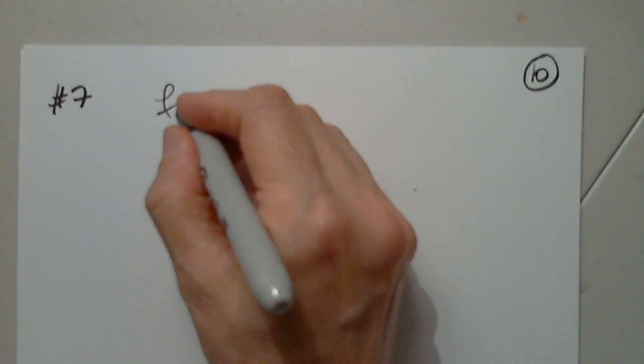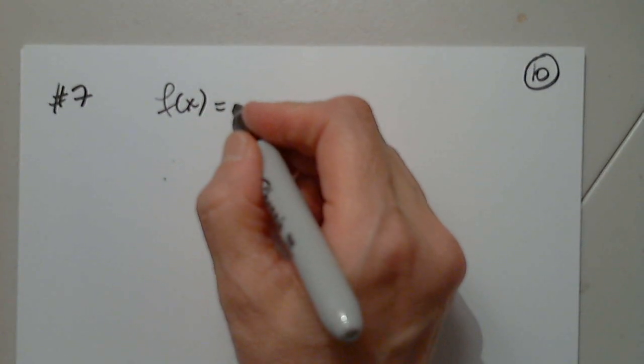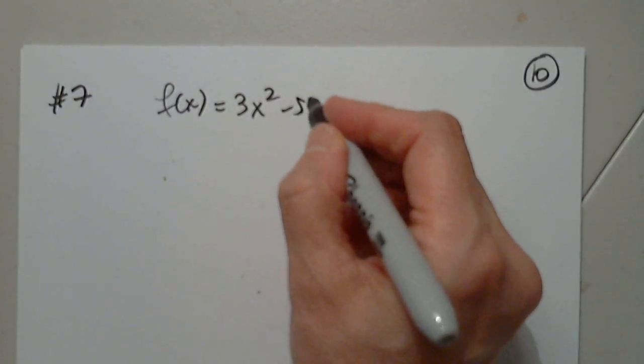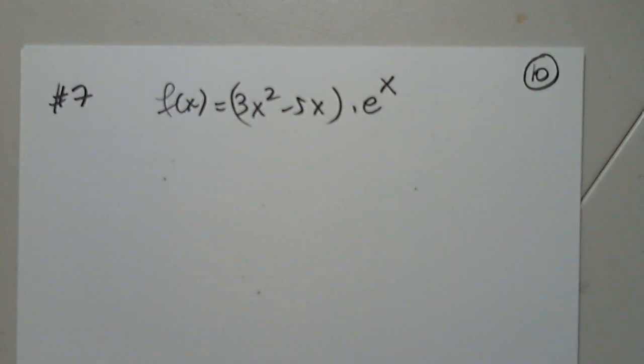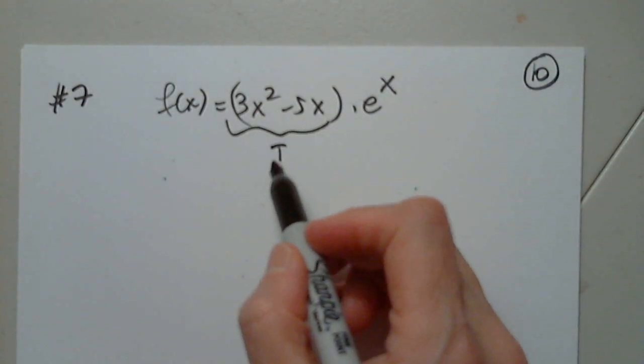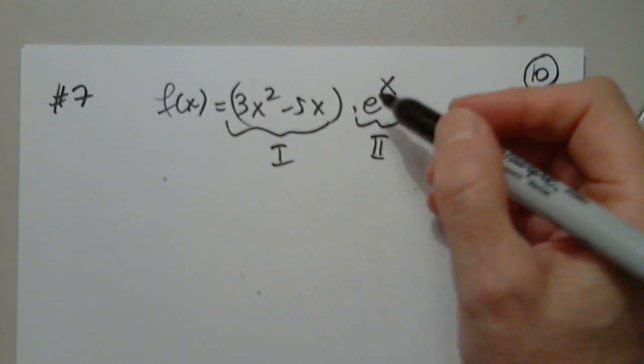And f of x equals 3x squared minus 5x and multiplied by e to the x. We are not going to distribute, although you could. In this case, even if we distribute, we will still have to use the product rule. We have no choice anyway. That's why I picked that. So this is my function 1, and this is my function 2, and this is the product.